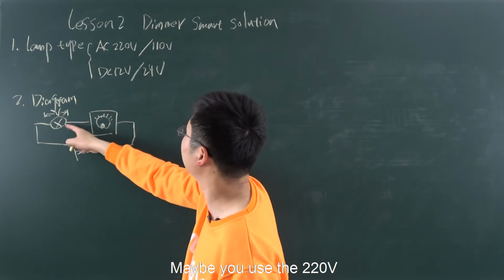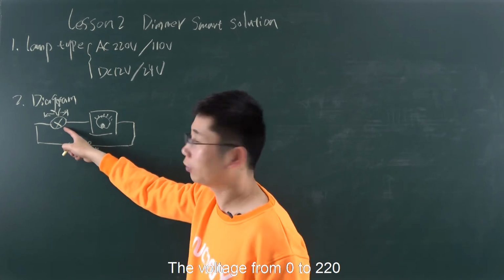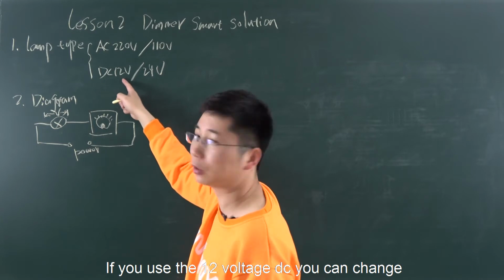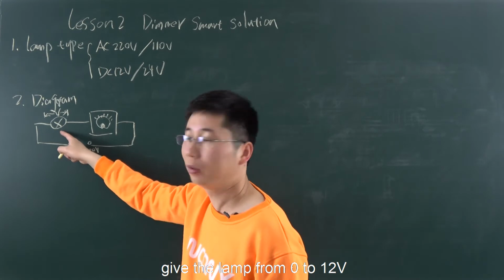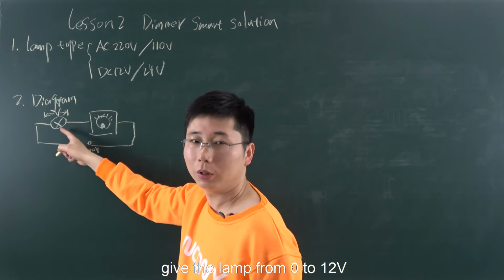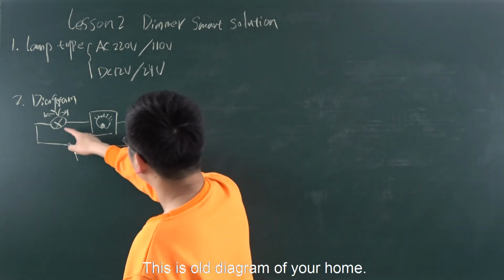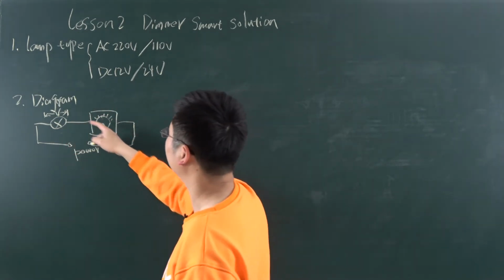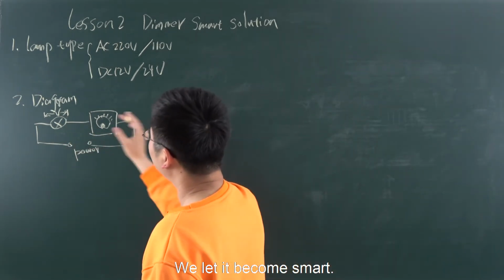Maybe you use 220 voltage, so we can change the voltage of the lamp from 0 to 220. And if you use 12 voltage DC, you can change the output voltage given to the lamp from 0 to 12 voltage. So the brightness will be changed. This is the older diagram of your home. Now the structure you're using is this, and we let it become smart.